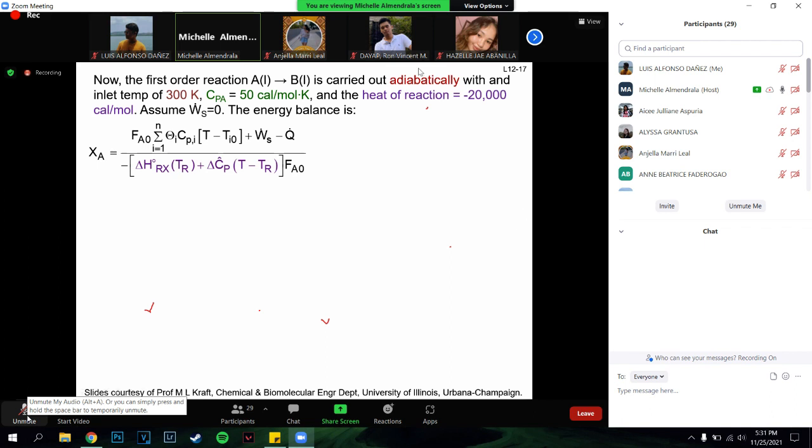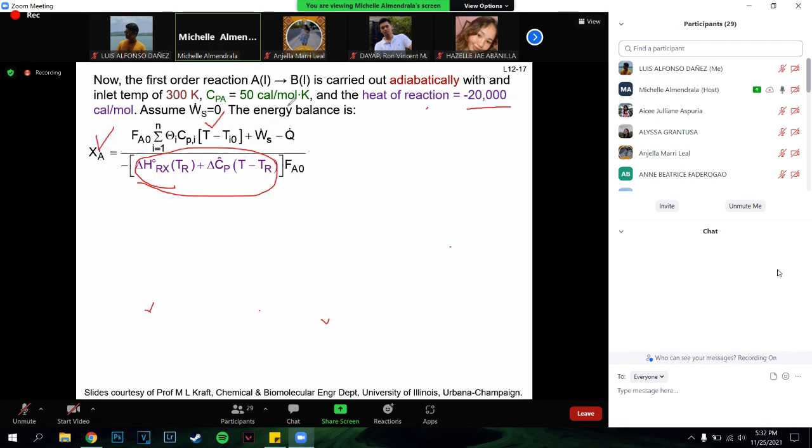So we have an example here of an adiabatic reactor with a given CPA, and 300 Kelvin is the inlet temperature of the reactants. The heat of the reaction is known, so you don't have to calculate it. This is already the heat of the reaction, the delta H R standard plus delta CP, so this is already known. And so you only have this and that.